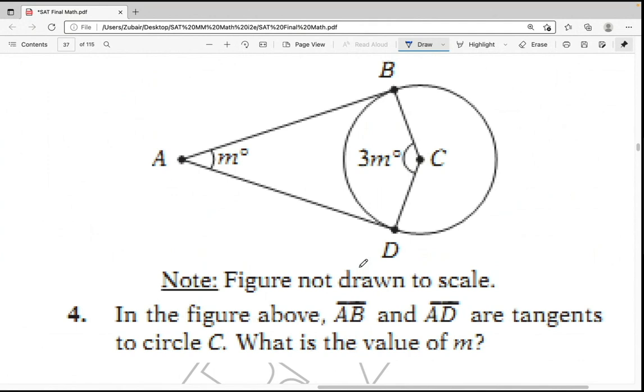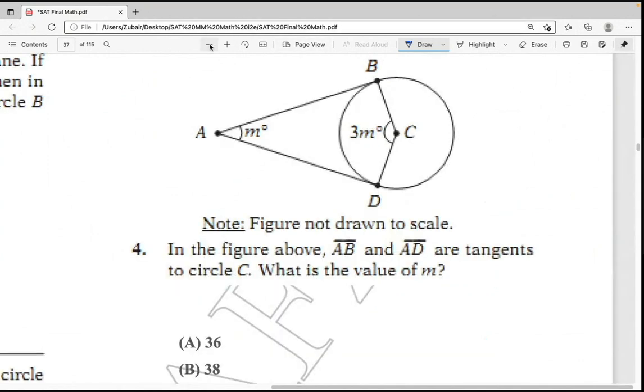Do you remember this property? Tangent and circle. Yes, sir. Okay. Then find m. So BAD would be equal to. Okay, give me a second. BAD. M is in two places.